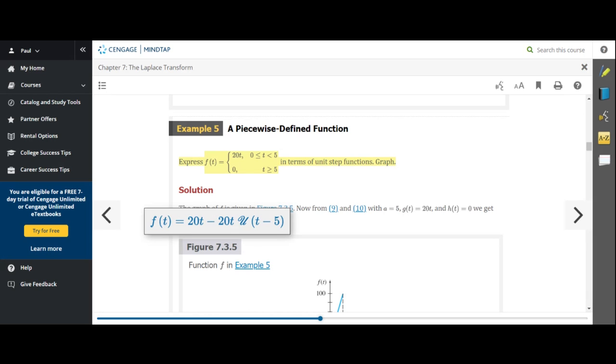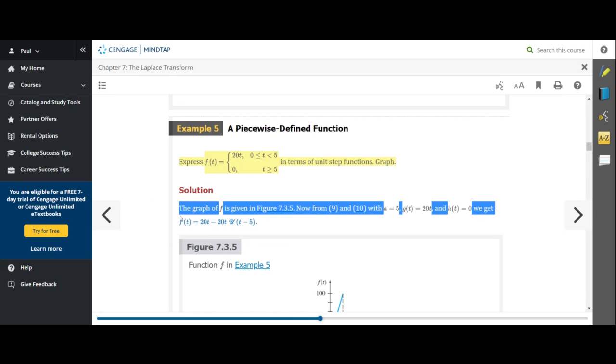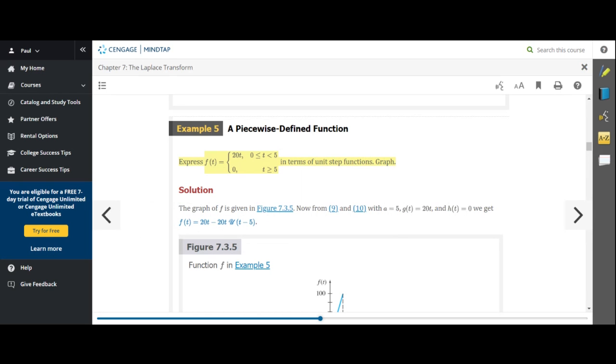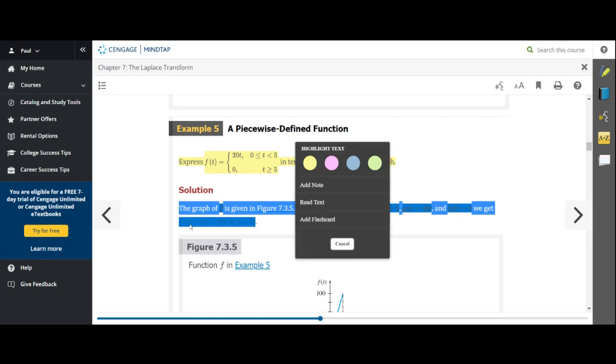20t. Hold on, I don't want that highlighted. Sorry, we're going to get it. If I can get it, it's a little bit tricky.